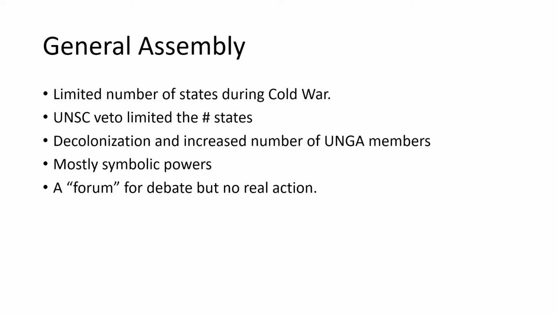The core body of the United Nations is the General Assembly. It has a limited number of seats, and in particular during the Cold War, it had an even more limited number of seats. United Nations Security Council veto limited the number of seats, as both the Soviet Union and the Allied countries limited the countries that each other recognized. Decolonization and the increased number of UN General Assembly members corresponded with the end of the Cold War. Now, the General Assembly has mostly symbolic powers, but it is a forum for debate, but not for real action.